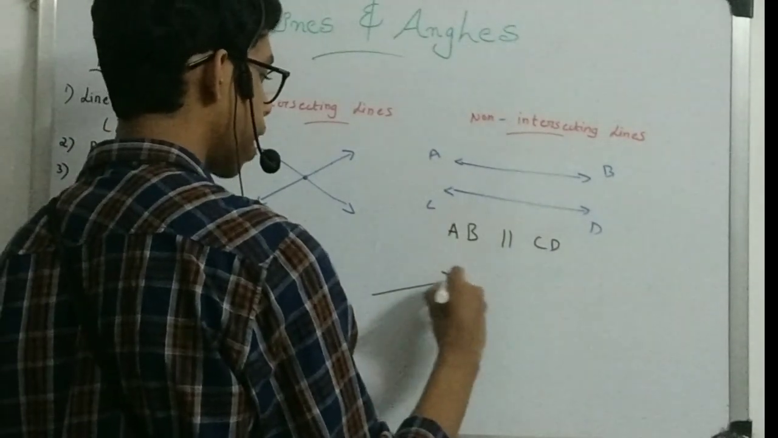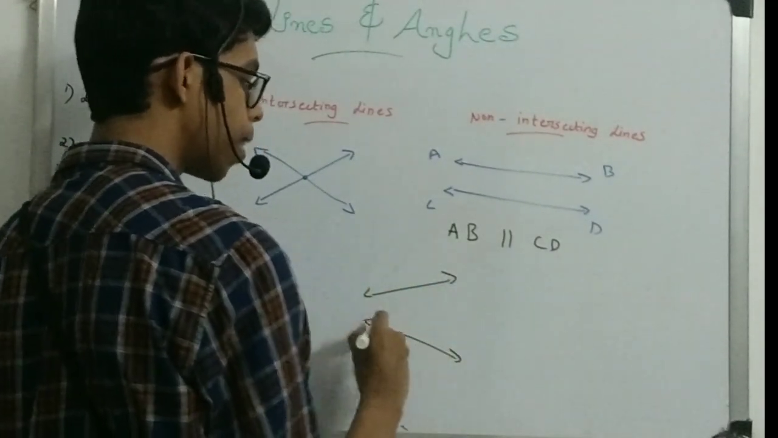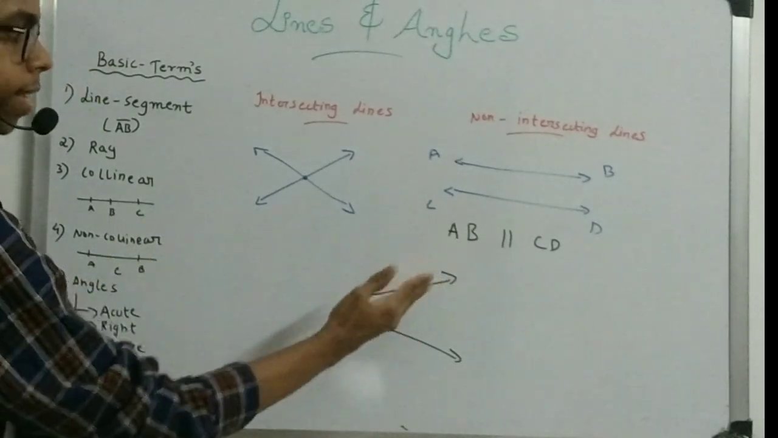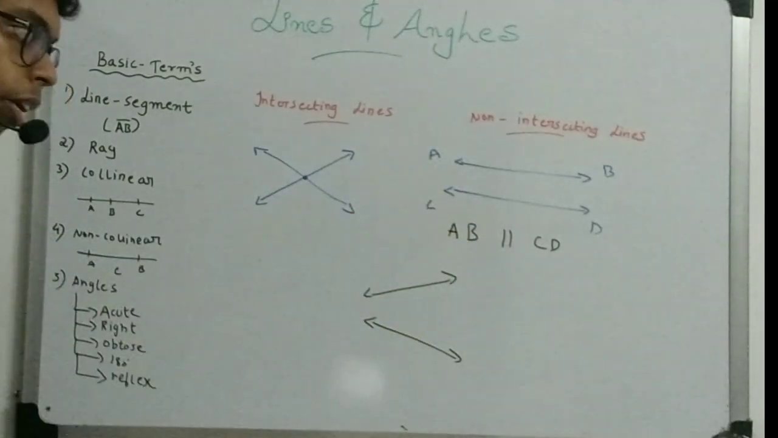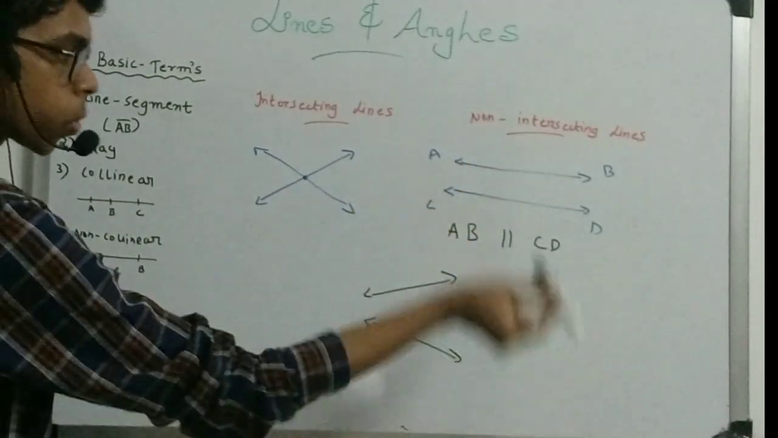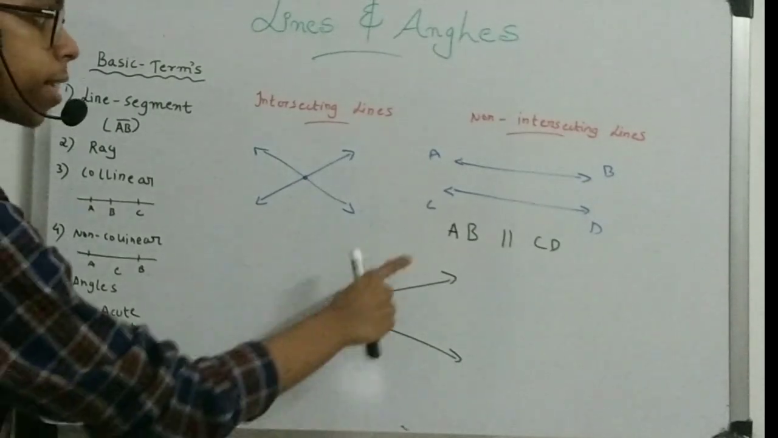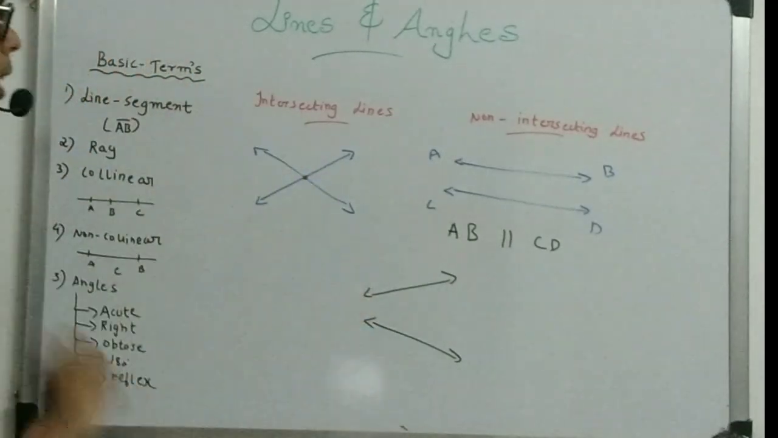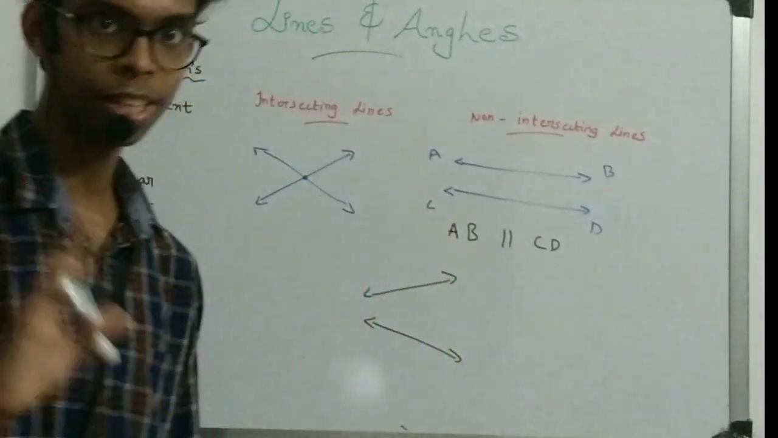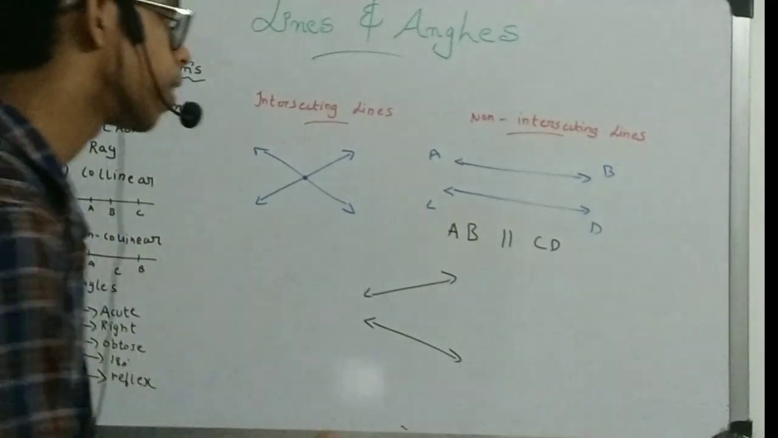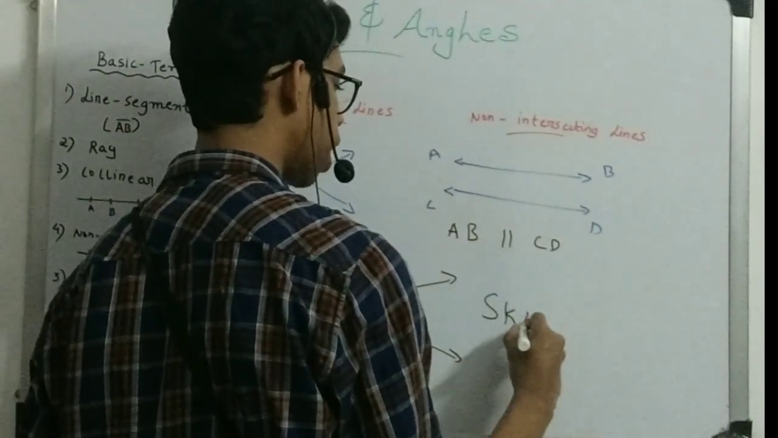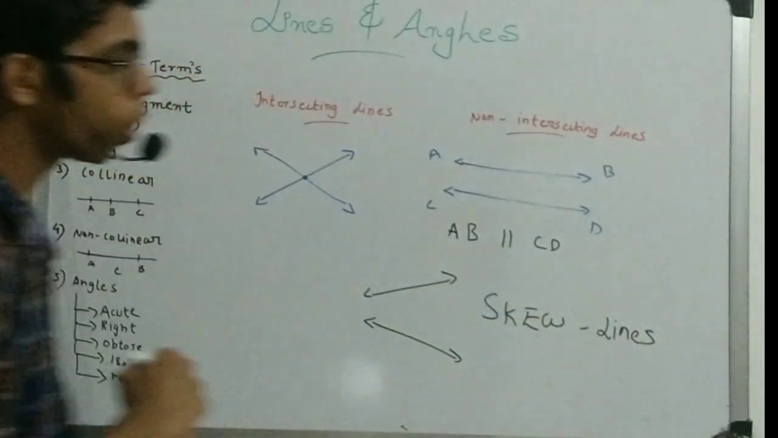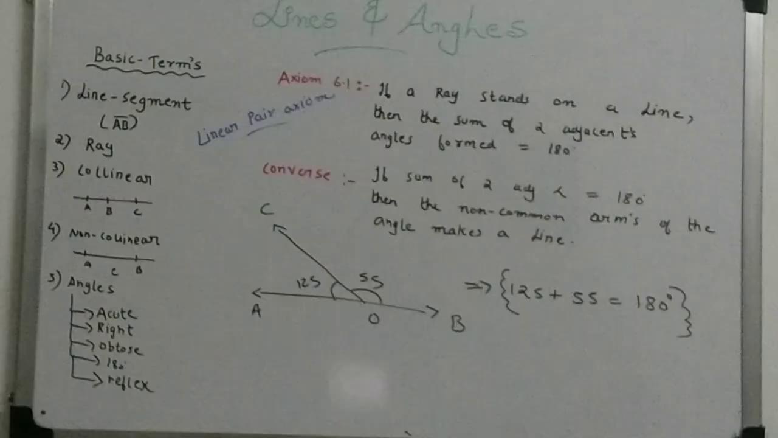If I draw the lines like this, these are also non-intersecting lines. But if you see, these lines do not lie one below the other. One is going in one direction, the other is going in some other direction. That means these lines are not parallel lines. Also, if you extend them, such lines which are neither parallel nor intersecting, we call them skew lines. SKEW, skew lines. Okay, I hope it is clear.